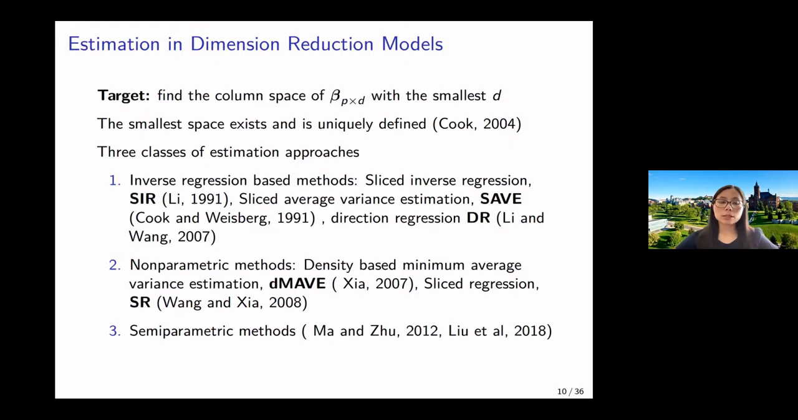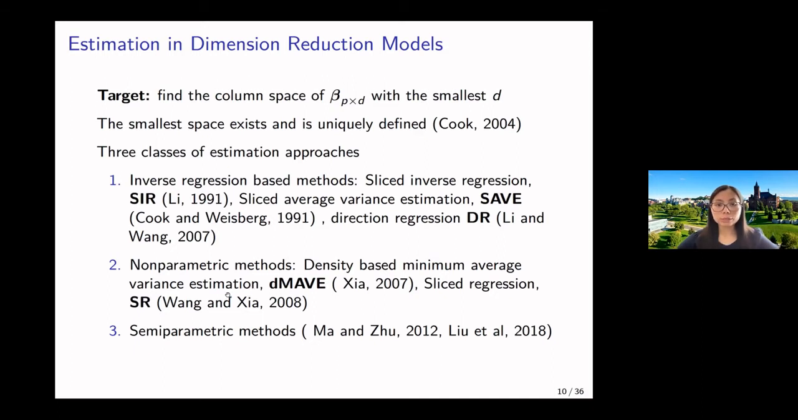In statistical literature, there are lots of methods to do dimension reduction, and all these methods can be grouped into three different approaches. The first approach is called the inverse regression method. Here I list the three most popular ones: sliced inverse regression, which is the very first method that dealt with dimension reduction, sliced average variance estimation, and directional regression, which we call DR.